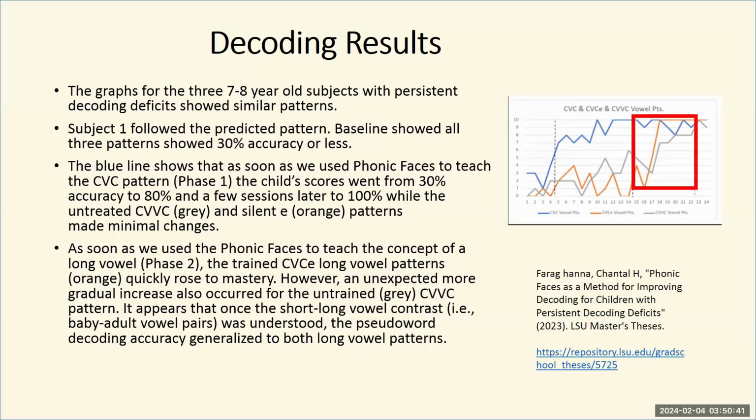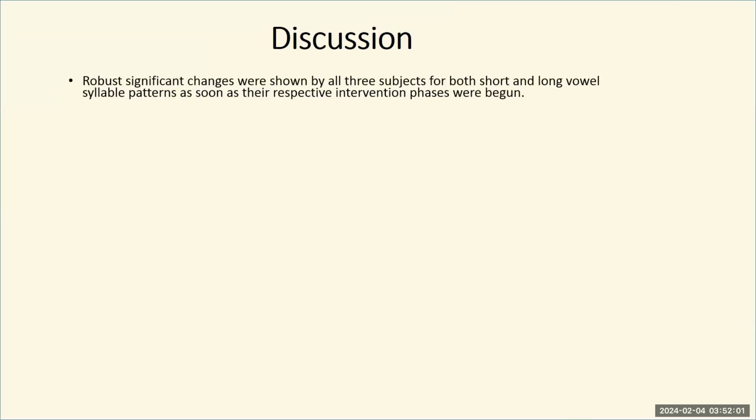However, the gray line, or the double vowel rule, also started to shift within a few sessions. So by the end of that cycle, the gray lines also were showing mastery or near mastery. So it appears that once the short-long vowel contrast taught by the baby versus the adult vowel pairs was understood, the pseudo word decoding accuracy generalized to both of the long vowel patterns. Discussion.